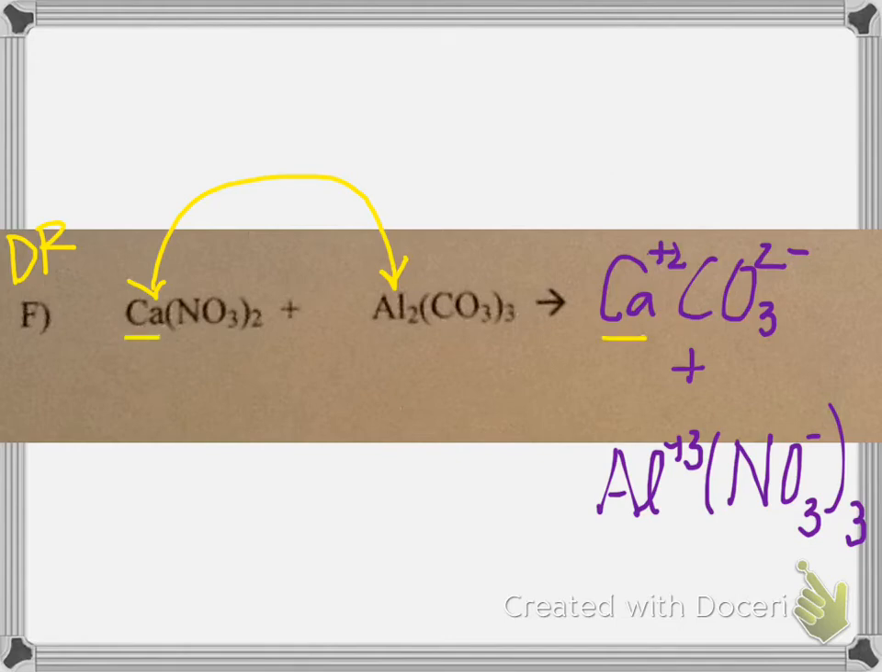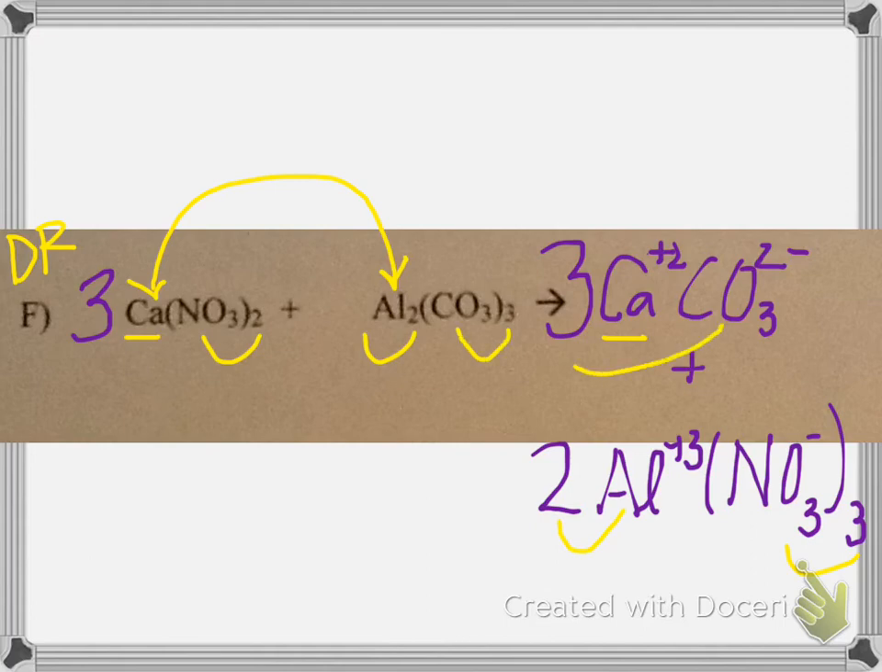1 calcium, 1 calcium. 2 nitrates. I have 3 nitrates, so I need to make them 6. I'm going to put a coefficient of 3 in front of calcium nitrate, coefficient of 2 in front of aluminum nitrate, which means now I need a coefficient of 3 in front of calcium carbonate. I have 2 aluminums, I have 2 aluminums, I have 3 carbonates, I have 3 carbonates. This is now properly balanced.